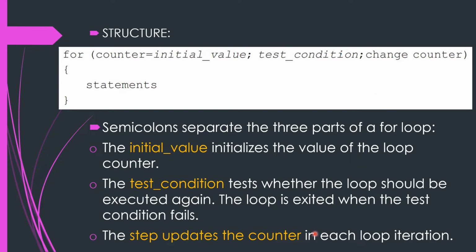Basically we update the counter, and the third step, that is change counter, is used to update the counter in each loop iteration. We already read about iteration in our previous videos, that a single pass through the loop is called an iteration. So when it is passing for the first time, the value will be changed. When it is passing for the second time, its value will be changed. This step of changing the value of the counter will be done by the third step.